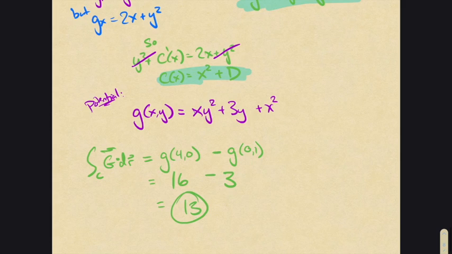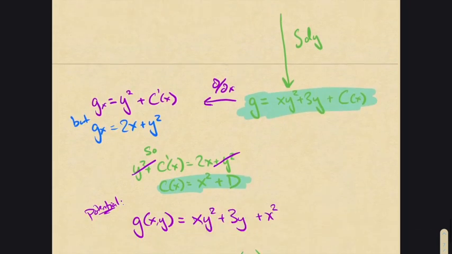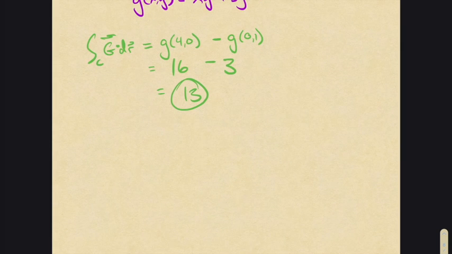Which was a lot of work with all this anti-differentiating, but we really had no chance of doing this using parameterization of C. So you can take a look in the book, and we'll do some more examples of this in class.